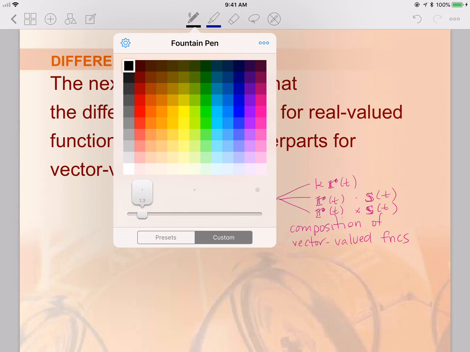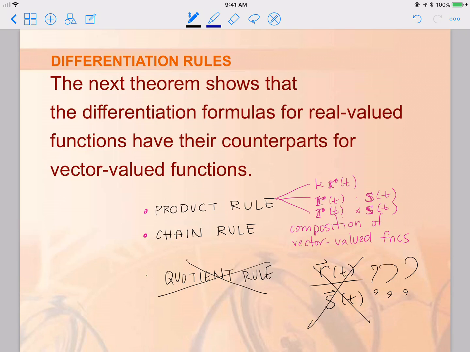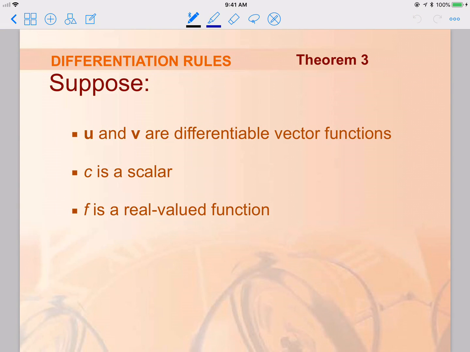Guess what we don't have? We don't have a quotient rule because we don't really divide a vector, right? You can't divide r of t over s of t. Doesn't make sense. So that would be like, what? We don't divide vectors. Okay, so no quotient rule. Okay, let's get to it.